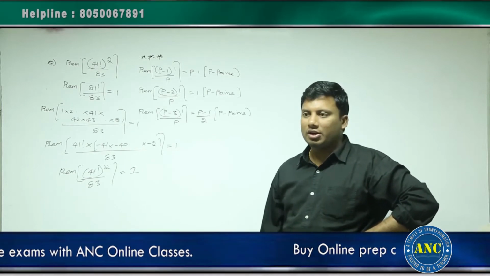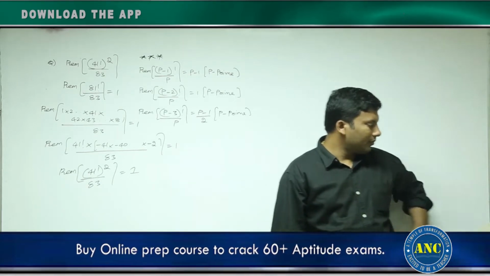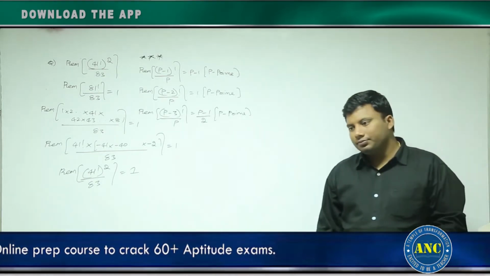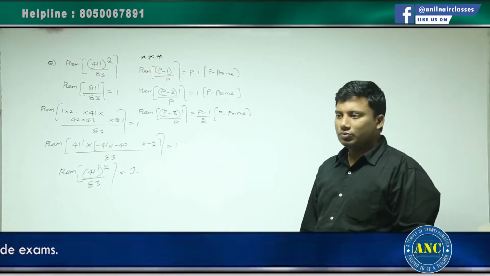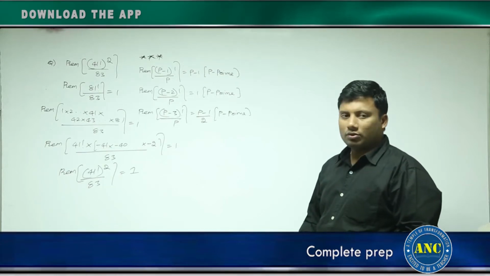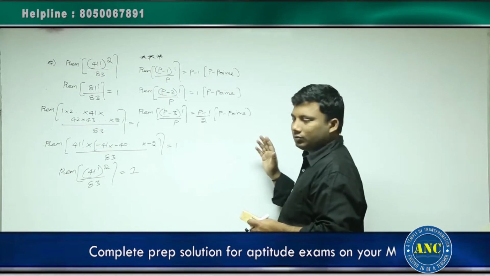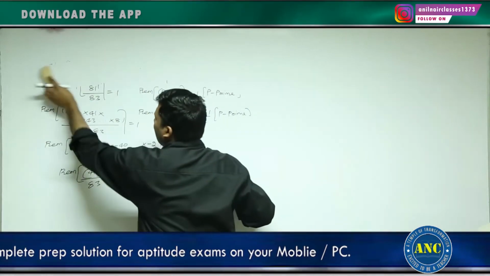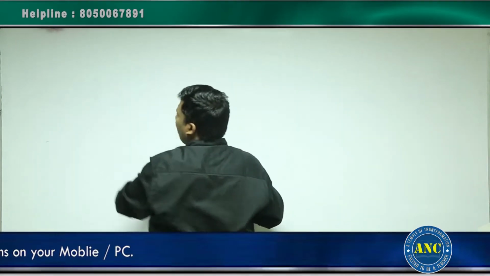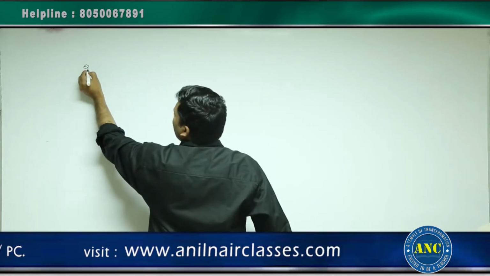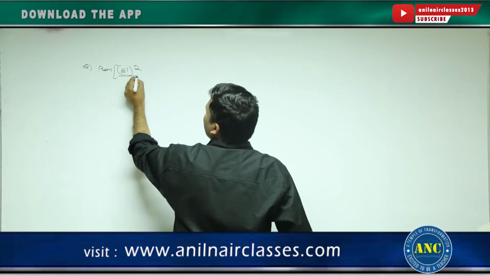Please try to solve a question: 8 factorial whole square divided by 17, based on this. Next one. Try to solve this question. 8 factorial whole square divided by 17.